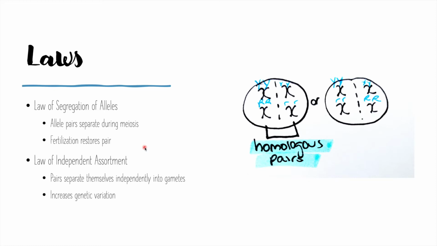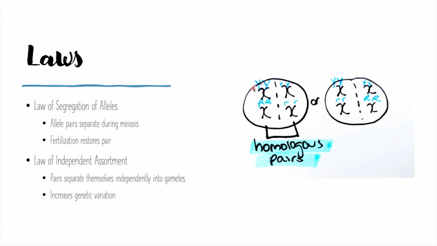Second, the law of independent assortment. We talked about independent assortment in the last unit. This law states that each pair of alleles separate themselves independently into gametes during meiosis. This increases genetic variation. In metaphase 1, the homologous pairs orient themselves on the metaphase plate independently of other pairs.